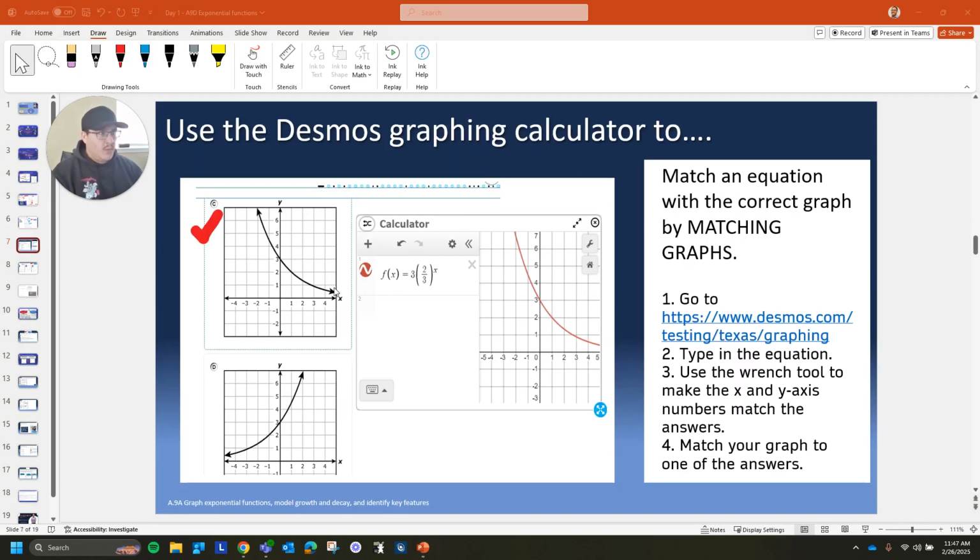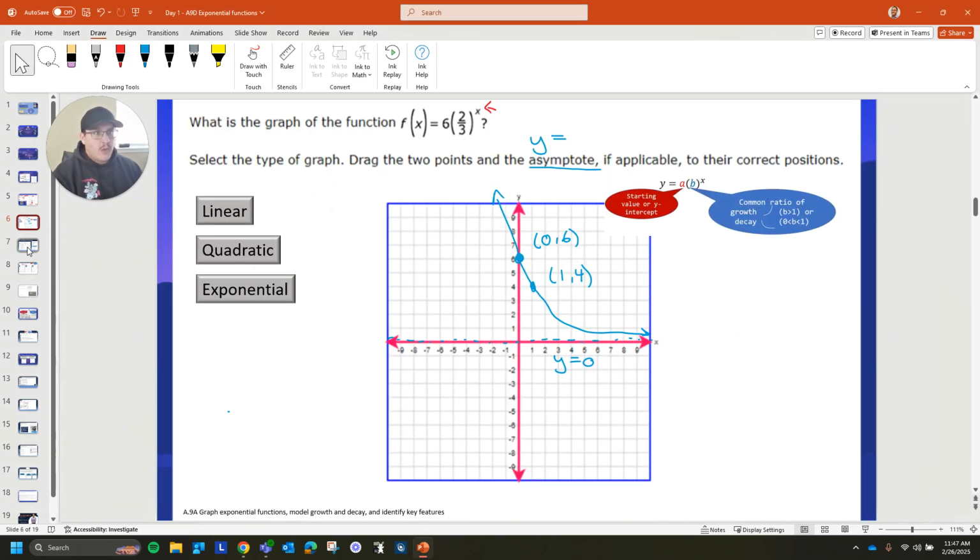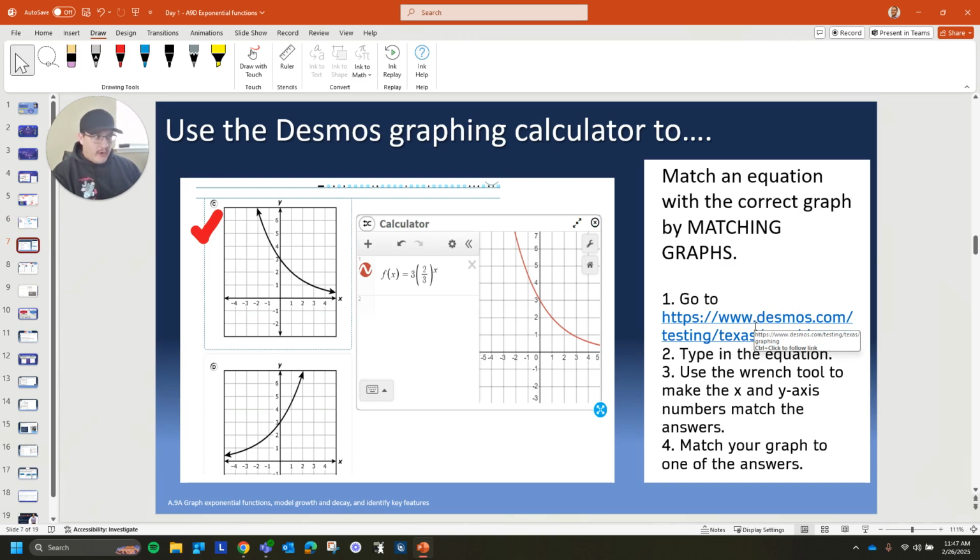For this next problem, we're going to be graphing more exponential equations, and we're going to look at a problem where we need to find the correct graph. So just like what we did with this previous problem right here, we're going to use our Desmos calculator to type the equation in, and then we're going to use our tools to make sure that everything matches.